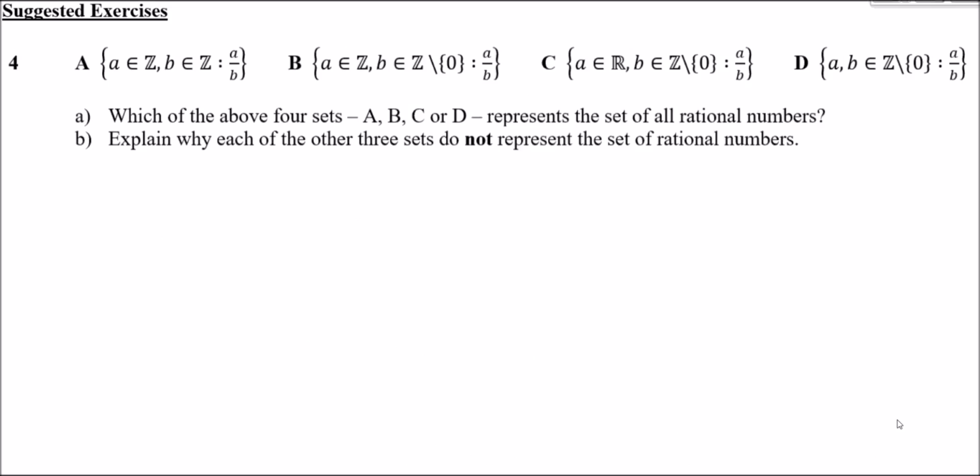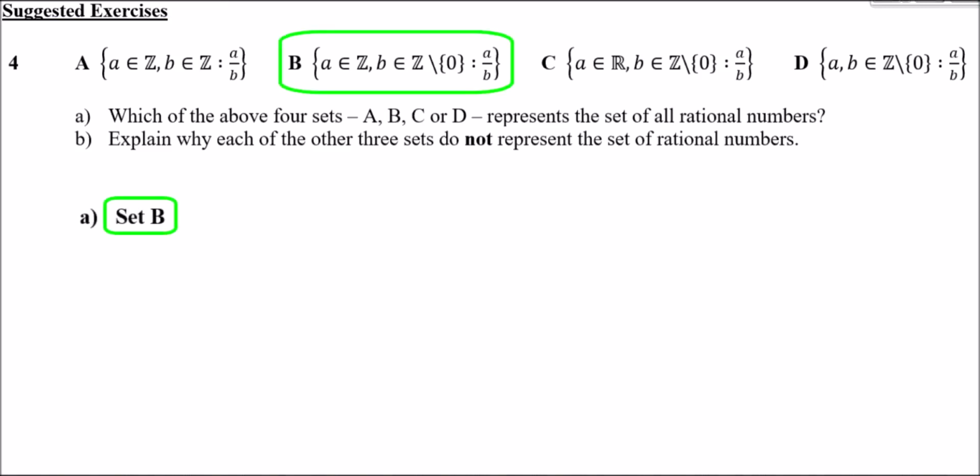Question 4. One of these sets, A, B, C or D, does represent the set of all rational numbers Q, and the other 3 do not. So for part A, which of these, A, B, C or D, represents the set of all rational numbers Q? Well, I'll just start by saying what it actually is. That's going to be set B. Okay, so set B is the one we're wanting.